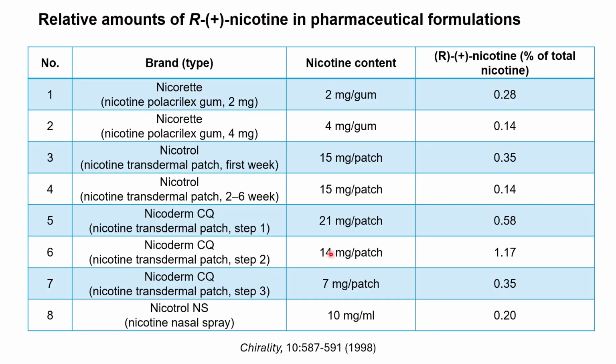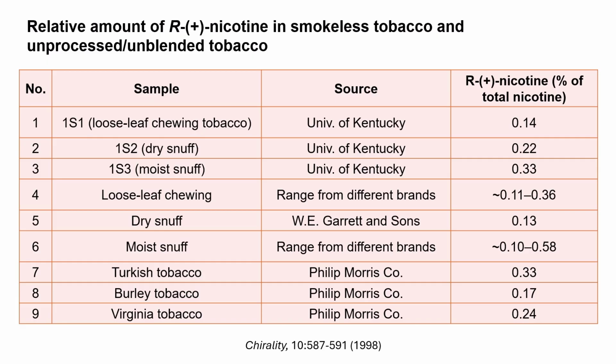And this shows you the relative amounts of the minor R plus nicotine in pharmaceutical formulations, whether it's a gum, patch, or in a nicotine nasal spray. You always find some amount of the minor enantiomer, the R plus enantiomer, once again in the range of about 0.2% to 1.2%. And here you see the relative amounts of the minor enantiomer, the R plus nicotine, in smokeless tobacco and unprocessed and unblended tobacco, whether it's a chewing tobacco, snuff, what have you. You will always find some amount of the minor enantiomer in that product.